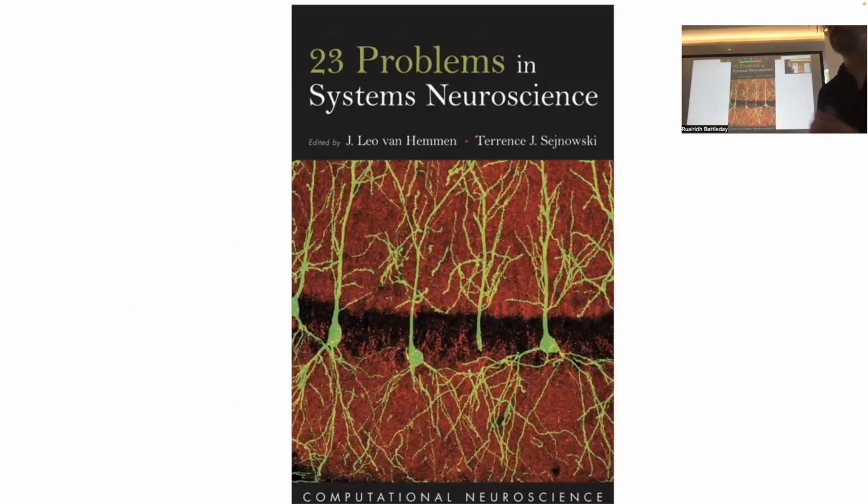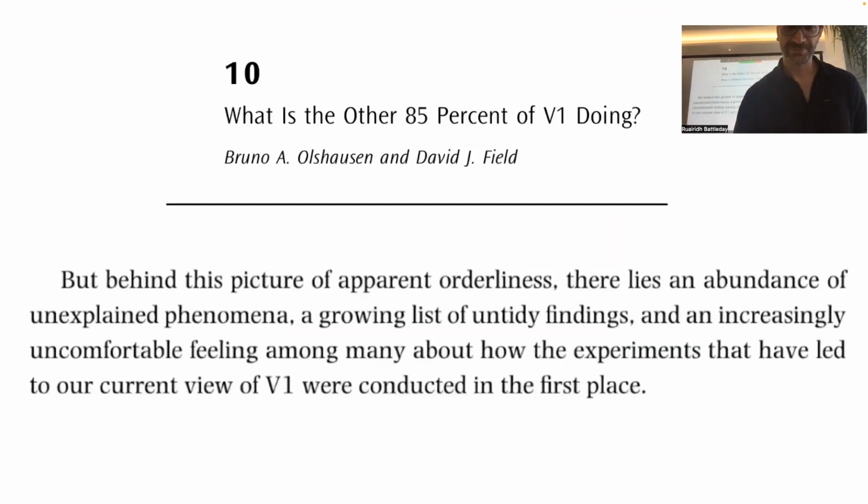So my timidness in showing my results goes well with one of the chapters from these books. It's called 23 Problems in Neuroscience. It follows the same idea as the mathematician Hilbert, who I think at the beginning of the 20th century proposed 23 problems in mathematics that needed to be solved. So this goes in the same vein. And again, Olshausen, sorry, but it's very good.